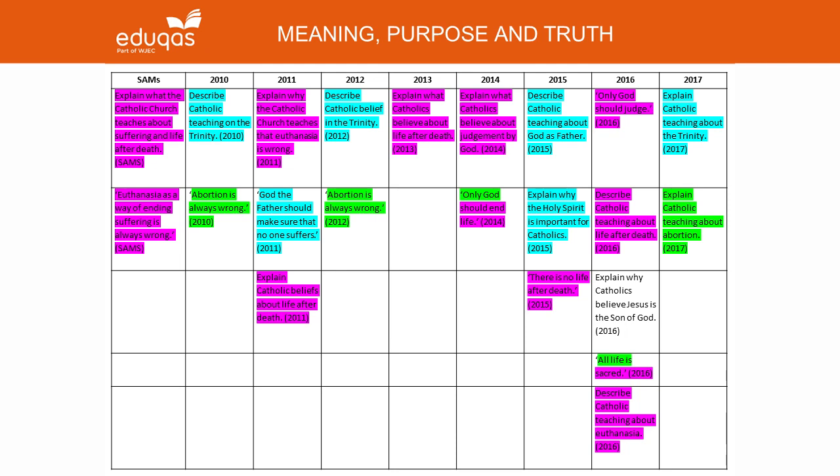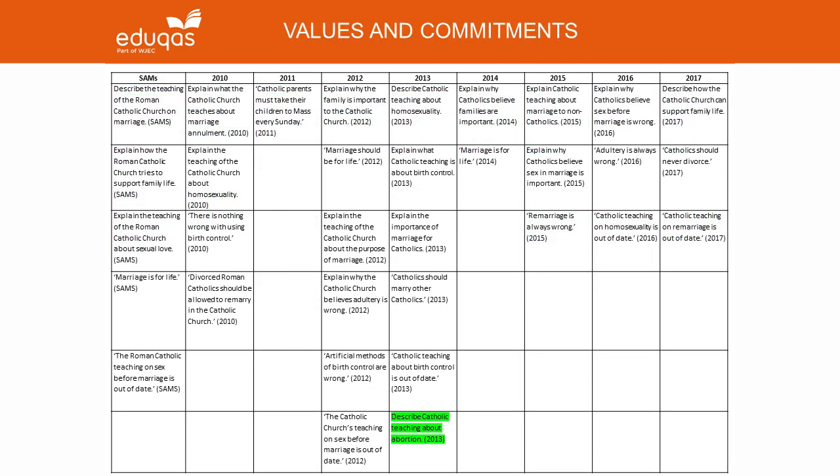The WJEC has offered Catholic papers for many years, and therefore many past paper questions will still be useful. Likewise, the questions in past Judaism papers will be useful for your learners.